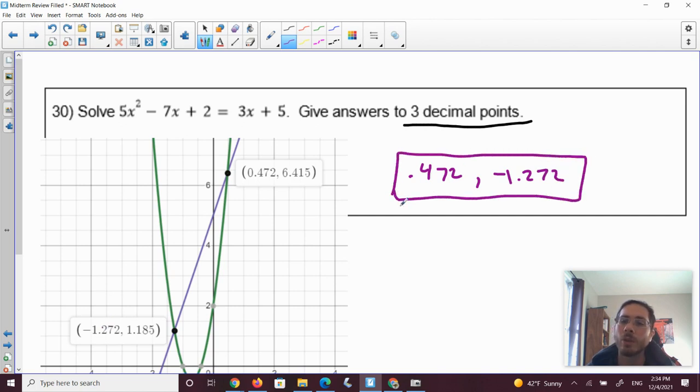Those are both x's, so I don't need to put them in. That's not a coordinate point, so I don't put them in parentheses. I don't use any square brackets or anything. Those are just x values. Those are the two numbers.